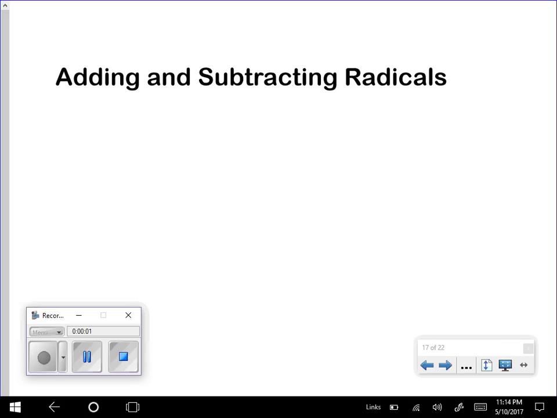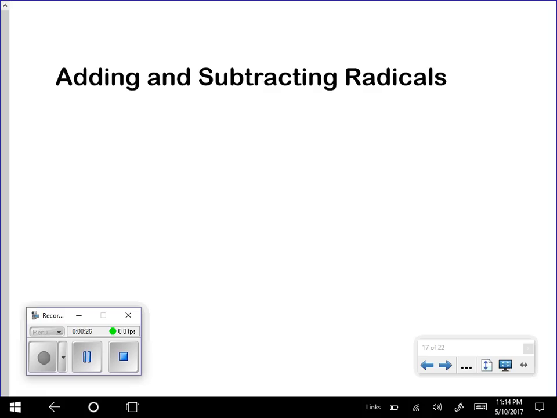Guys, today we're going to be adding and subtracting radicals. We worked a little bit with multiplying or product rules and quotient rules for radicals and simplifying radicals on Tuesday and Wednesday. So we're going to add a little piece here today. You'll probably pick up pretty quickly. The idea is pretty easy.